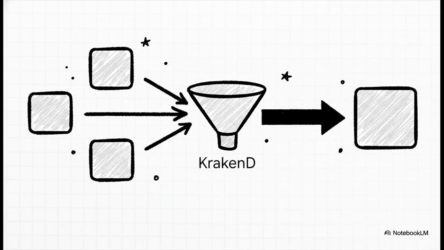Let's just zoom in on one of these because it's an absolute game changer: API aggregation. Imagine your app needs to build a user profile page. It needs data from the user service, the order service, and the review service. Instead of the app making 3 different round trips over the network, KrakenD does it on the back end, combines all that data, and sends back one single clean response. This makes everything dramatically faster and just simplifies life for everyone.